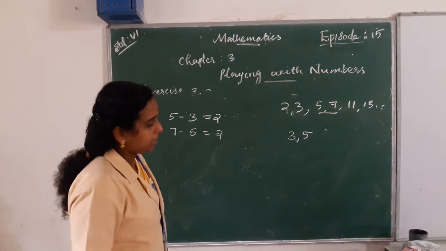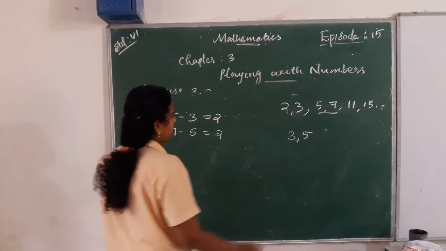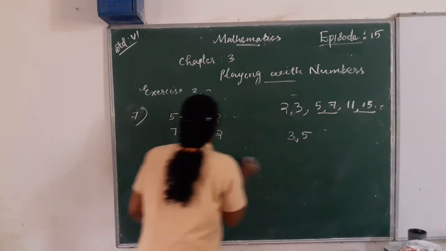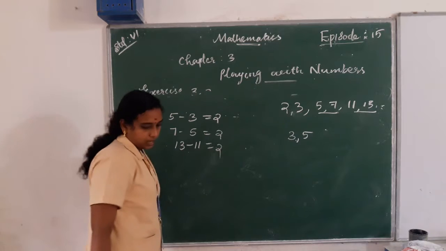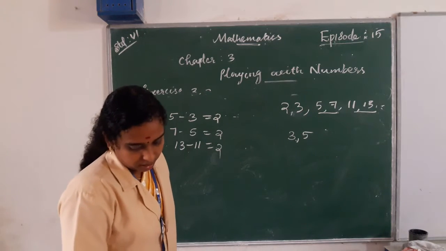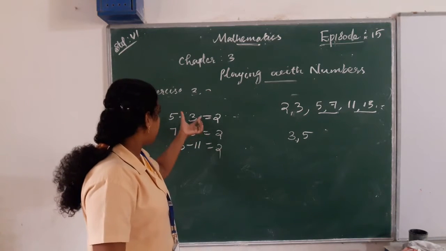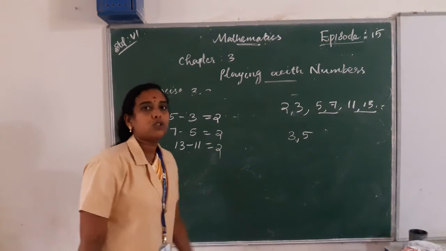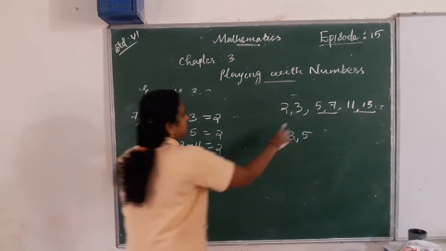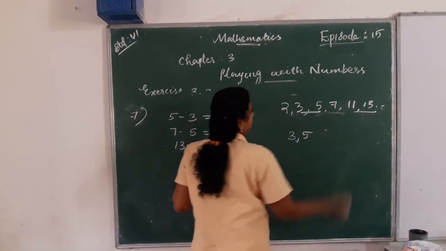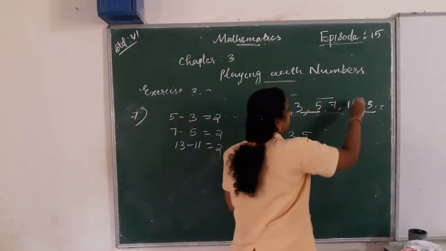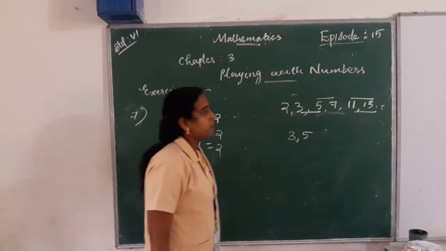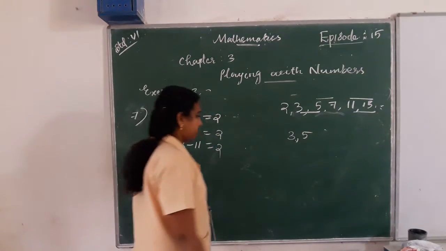And another pair is 13 minus 11. Also, we get 2. So, these are the 3 pairs used to get the difference 2. First pair is 5 minus 3, second one is 7 minus 5, and the third one is 13 minus 11.